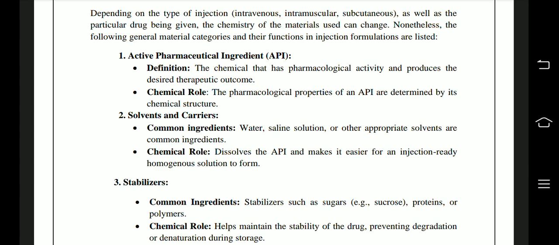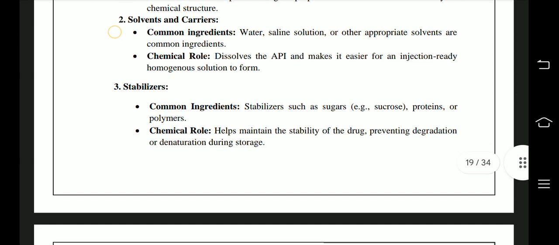Definition: the chemical that has pharmacological activity and produces the desired therapeutic outcome. Chemical role: the pharmacological properties of an API are determined by its chemical structure. Solvents and carrier. Common ingredients: water, saline solution, or other appropriate solvent. Chemical role: dissolve the API and make it easier for an injection-ready homogeneous solution to form.